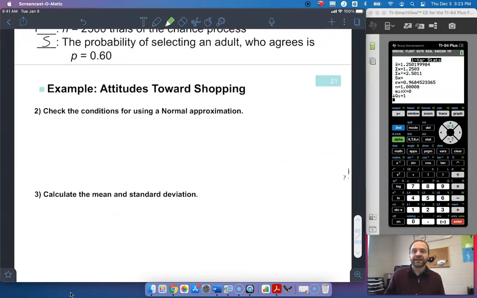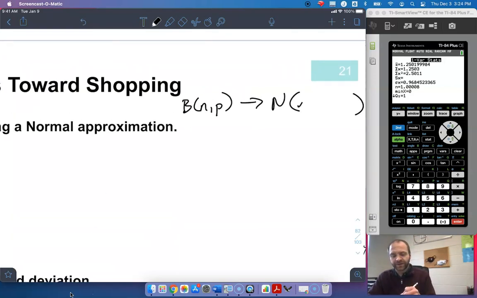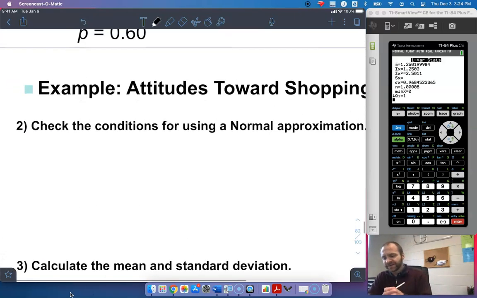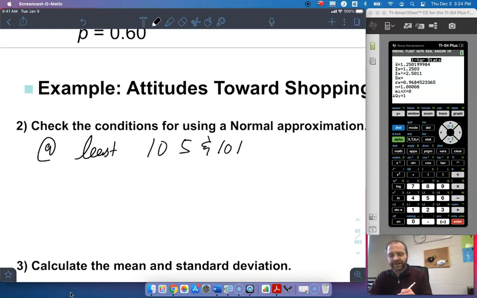Now, we are going to check the conditions for using a normal approximation. So, independence, 10% condition. Conditions for a normal approximation. In order to take an n comma p for a binomial distribution and say it's going to be normal, we have to use this and this. But in order for that to happen, I must have at least 10 successes and 10 failures. So I have to take n times p, and that better be bigger than 10.